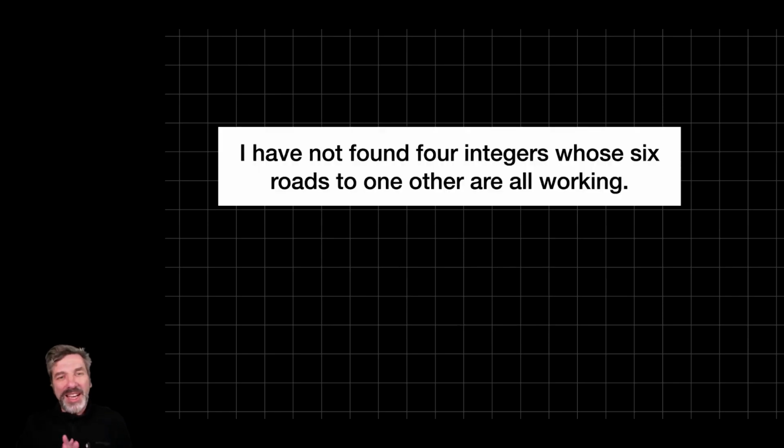And next, I have not found 4 integers whose 6 roads to one another are all working. So you can imagine 6 destinations in your city, and you can imagine a road going between every 2 of them. So there's 6 possible roads. They all have to work. I haven't found a solution for that yet. I don't even know if that's a tough problem, an extremely tough problem, a murderously tough problem, or if it's impossible. I don't think it's going to be impossible. My intuition is that this is going to be possible. So if you find it, I want to find the solution that has the smallest possible biggest number. Okay, I don't know the answer.